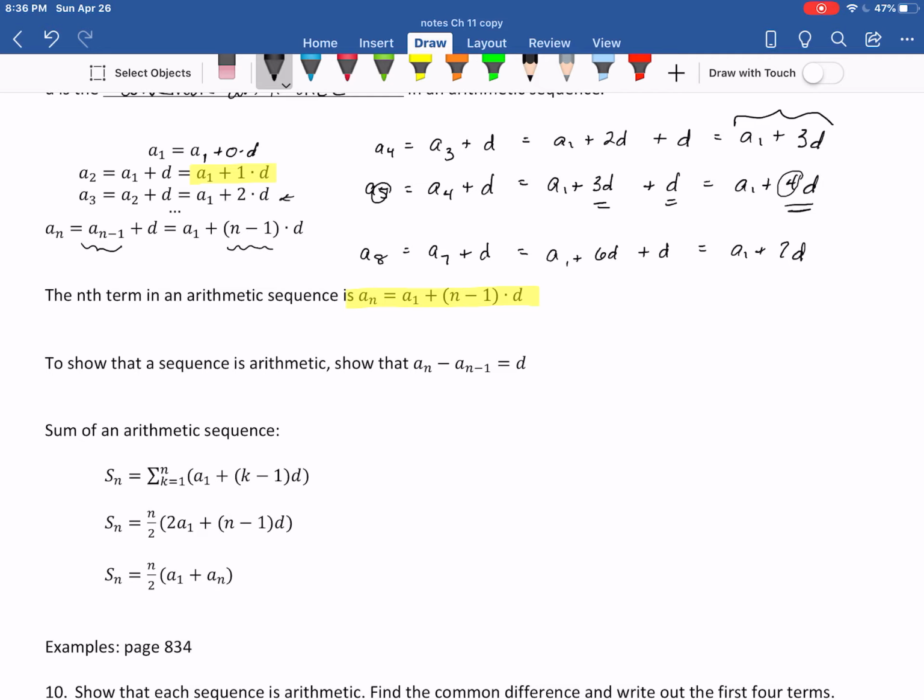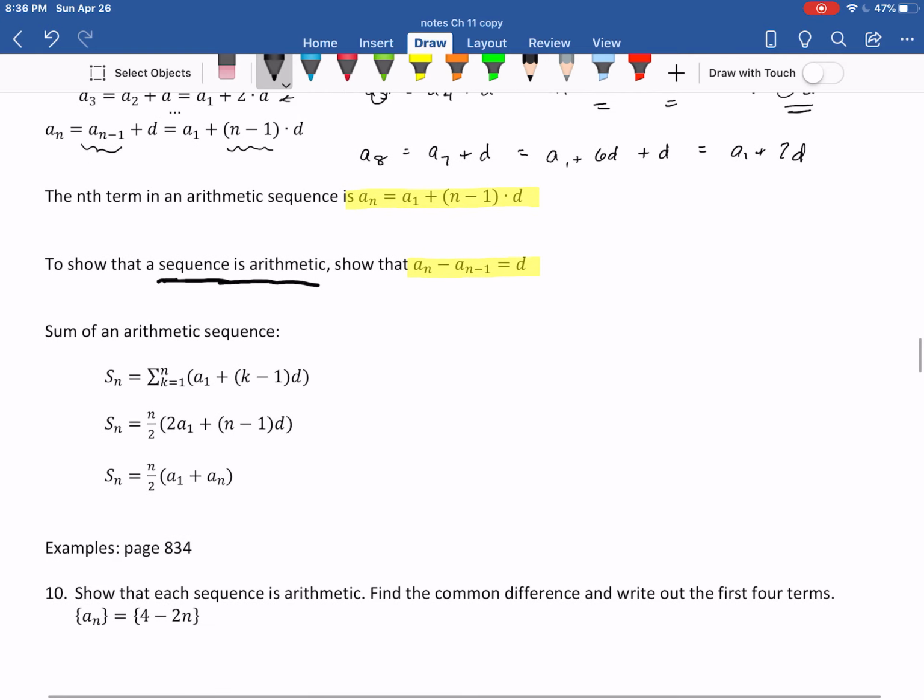You're going to show, oh, that's not what I wanted to do. Sorry. You are going to show that this is true in order to show that your sequence is arithmetic. Okay, so whenever you're asked to verify that your sequence is arithmetic, that is the quantity that you want to prove exists. And you'll see that in action in a couple of examples.